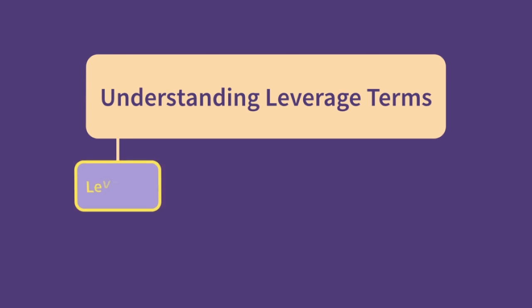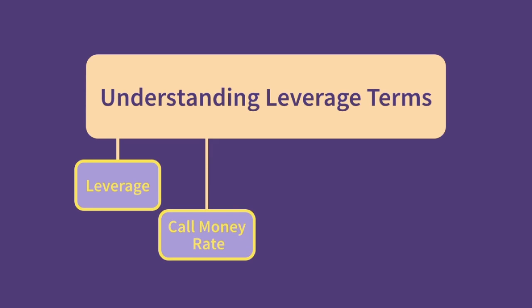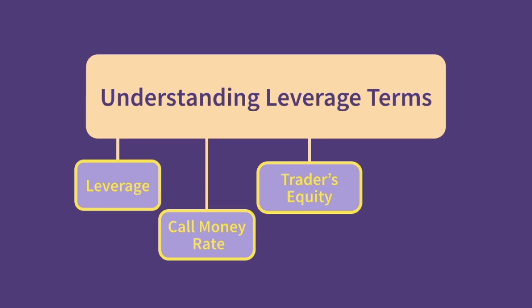When investors use leverage, they borrow money to buy a security. The loan, or margin loan, comes with an interest called the call money rate. Using leverage when buying a security greatly enhances the potential return or loss. Trader's equity is that portion of an investment that was purchased by the trader and not borrowed.